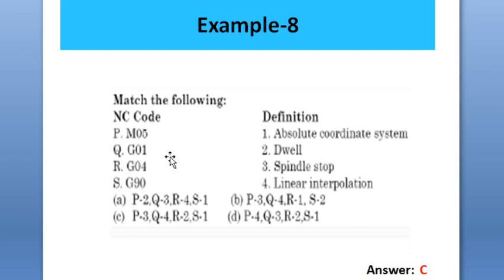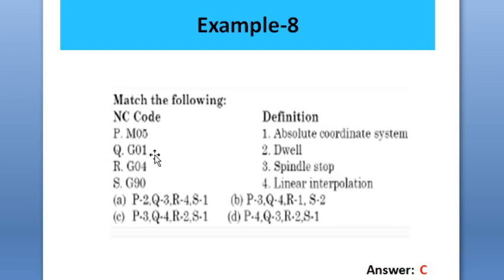M05, Z01, Z04, Z90. Absolute coordinate, we have discussed Z90 for absolute. Therefore, the answer is S1, Z90 for absolute. Dwell time, dwell for Z04. Therefore, R2. Then spindle stop: M03 for spindle on, M05 for spindle stop. This one, M05 for spindle stop.